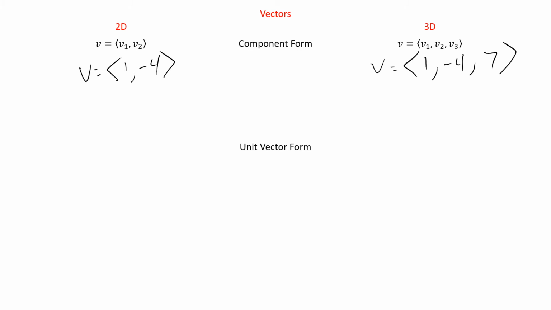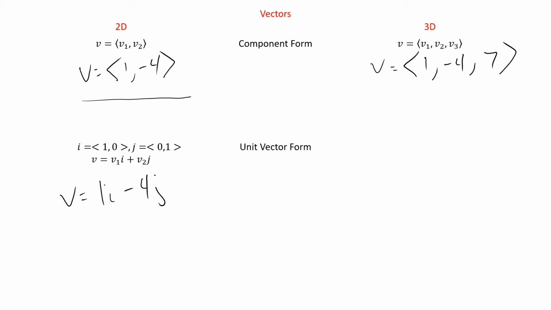We have the unit vector form as well. That was the form that involves the i and the j, where i is the x component, j is the y component, and then we just change it so it makes it a sum instead of using the brackets. So, for example, if we use the exact same vector that we had up here, it would be v equals 1i. You wouldn't usually put the 1, but whatever, minus 4j.